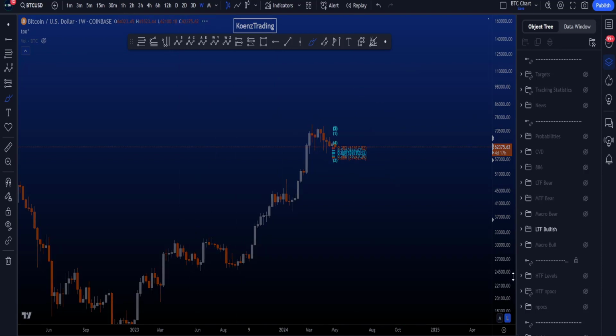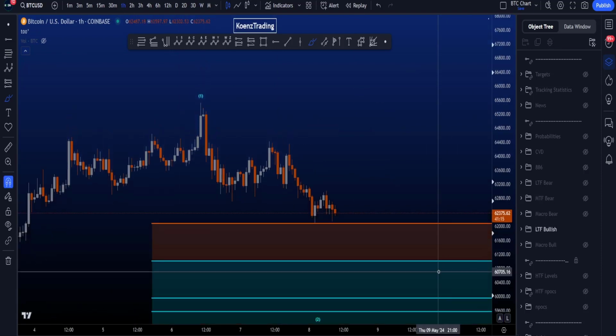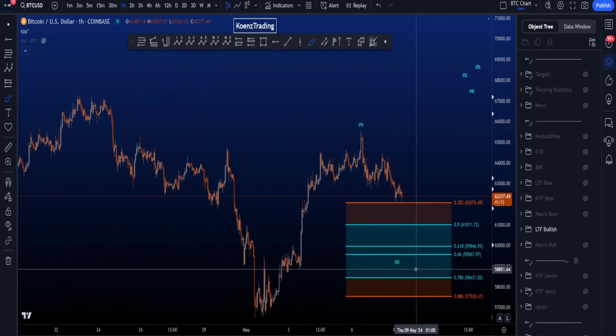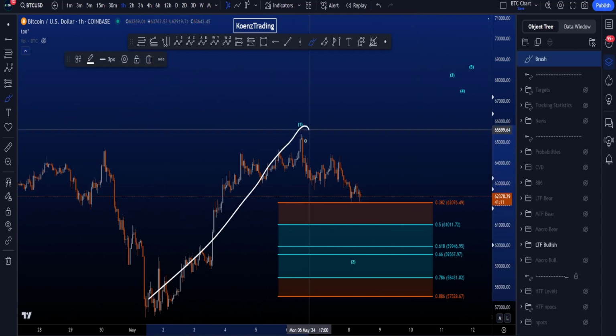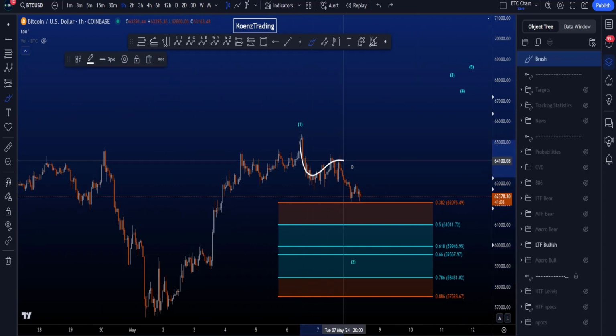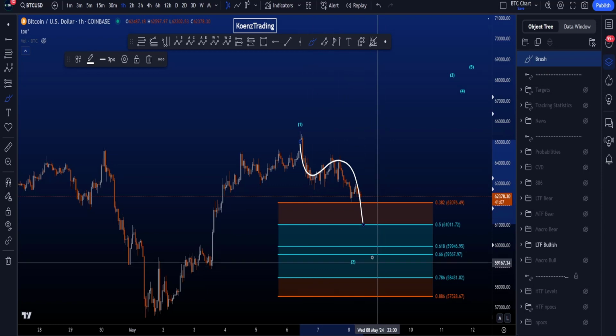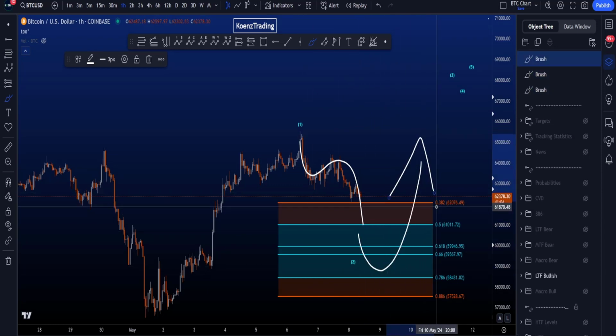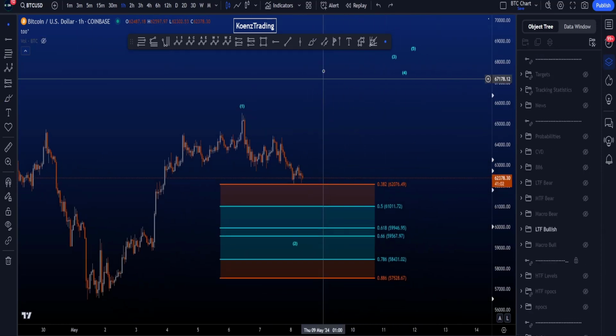We then go to the 1 hour time frame. The bullish scenario on the 1 hour time frame is that we have an impulsive structure to the upside in a wave 1, looking for a 3-wave corrective structure to the downside in a wave 2, and then continue the trend to the upside in a wave 3.